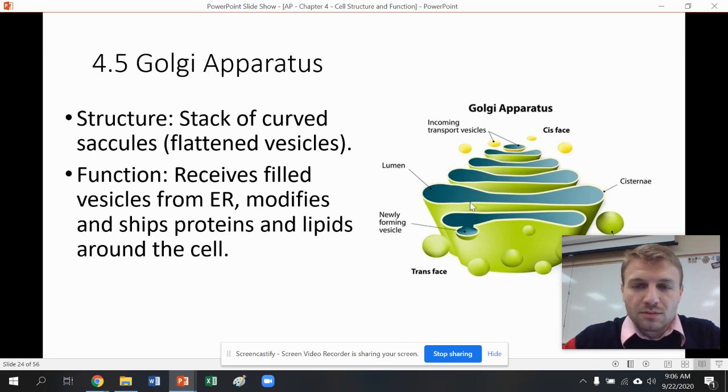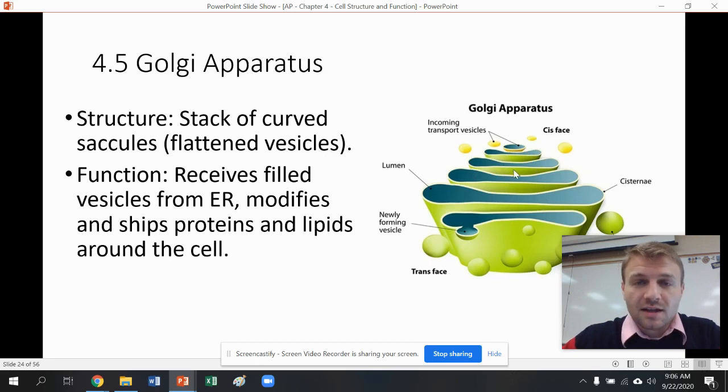You really don't need to know what those mean. You just need to know that there's one side where the incoming vesicles come from, the smooth and rough ER. They're going to be folded. The vesicles are going to be fused with the membranes here. Then the proteins are going to start being folded. Other lipids and macromolecules are going to be tagged, and they're going to be shipped out on the trans face, or the opposite face, of the Golgi apparatus. So this is just like a big UPS center.